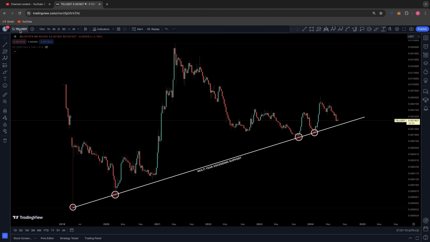Today we will be discussing Telcoin, the ticker is TEL against USDT on the weekly time frame. I will also look at the monthly today and show you guys a quick breakdown.